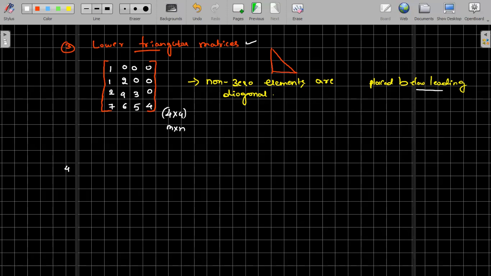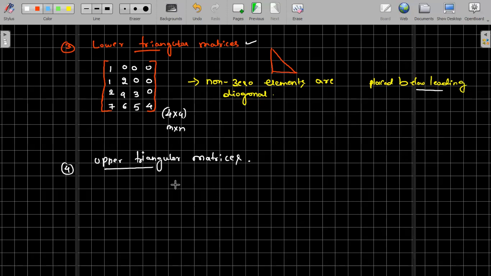Again, we are going to see one more: upper triangular matrices. So what are upper triangular matrices? I am going to show it as well.